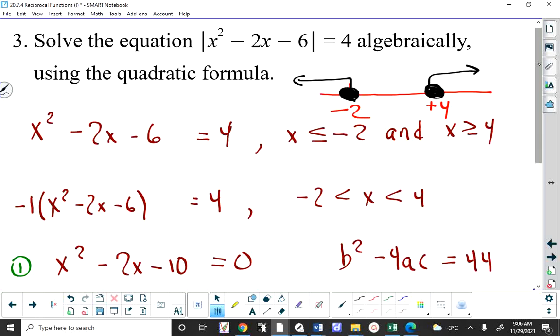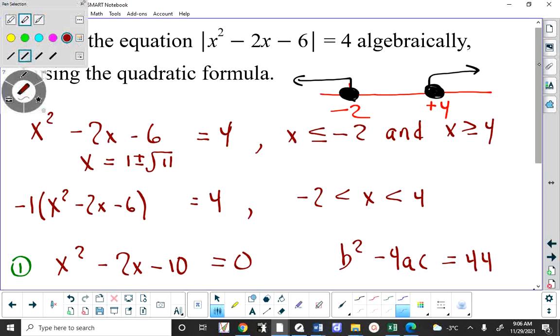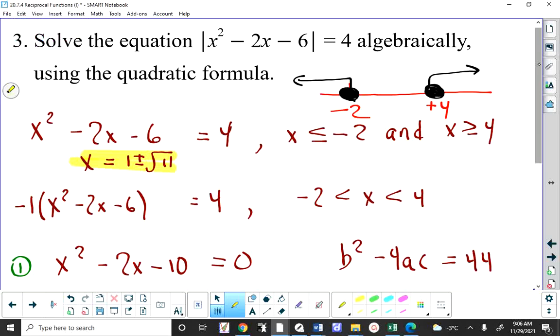That's a visual representation of my domain. We said for this equation that we got x equals 1 plus or minus root 11. Is that correct? Is that what I had? Okay. So I'm pretty sure they're both valid. I know the square root of 11 is 3 point something. If I take 1 plus 3 point something, I'm going to get 4 point something.